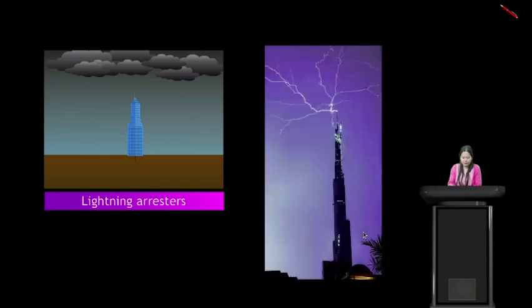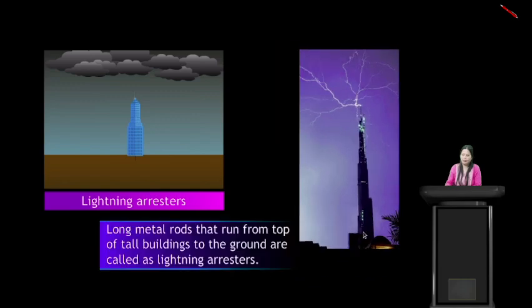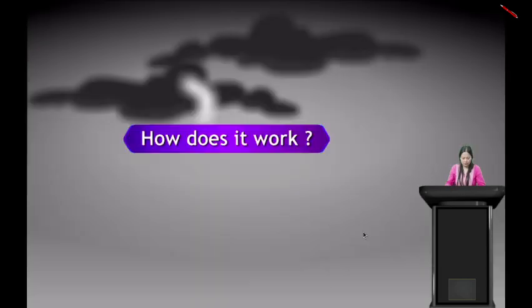You must have seen that they put these lightning arresters at the top of the building, in high buildings. So long metal rods that run from the top of tall buildings to the ground are called lightning arresters or lightning conductors. Okay, the long metal rods that run from the top of tall buildings to the ground are called lightning arresters. Now, how does this lightning arrester work?